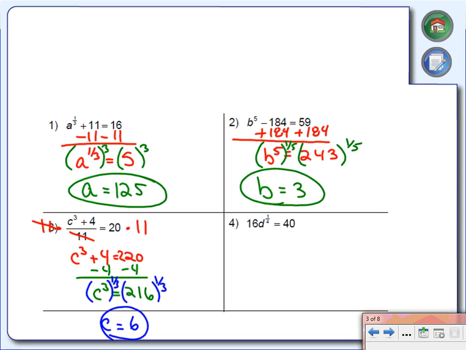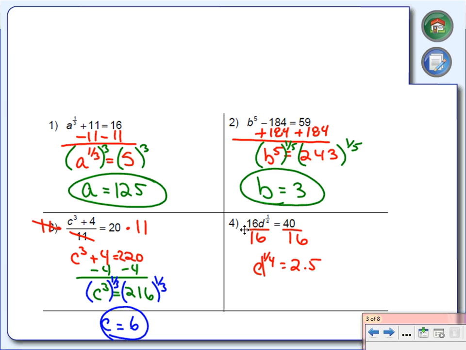Now, before we do that reciprocal power, you've got to make sure there's nothing in front of the variables. We've got to get rid of the 16 first. And we're going to do that by dividing by 16. So we've got b to the 1/4 is equal to, help me out, 40 divided by 16. What's 40 divided by 16? 2.5. Yeah, right now it's okay. 2.5.